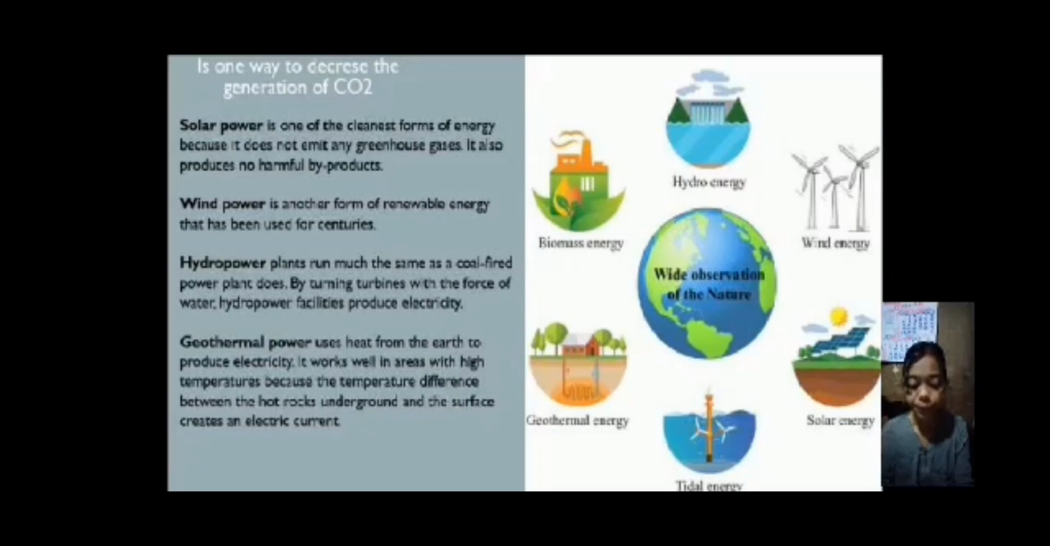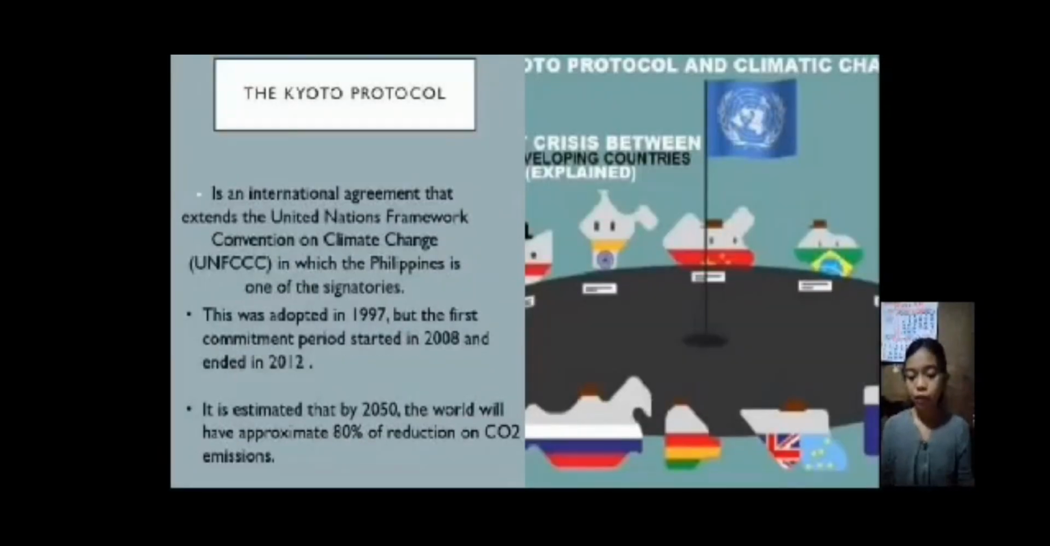So, this heat is produced by the hot molten rock and magma deep within the earth's core. It is also a reliable source of energy that can provide electricity 24/7, unlike solar and wind power, which are dependent on weather conditions. So, let's proceed to the Kyoto Protocol.